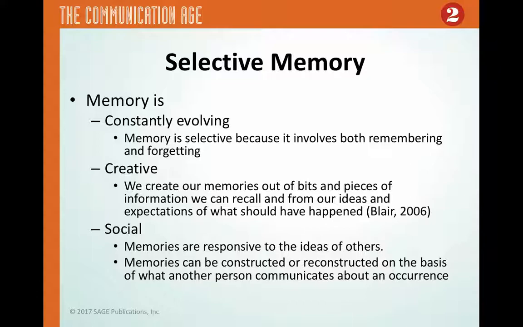It's social, meaning they're responsive to the ideas of others. So what we feel that we remember isn't just something that we remember ourselves, but others have influenced that memory to become a piece of memory, and they can be constructed or reconstructed on the basis of what another person communicates about an occurrence. So we might think of a situation or recall something differently if somebody else has a different version of it. If you've ever had something that you recall from when you were younger, and somebody tells a story a little bit differently, then maybe, oh, maybe it did kind of happen that way. So it's constantly evolving.